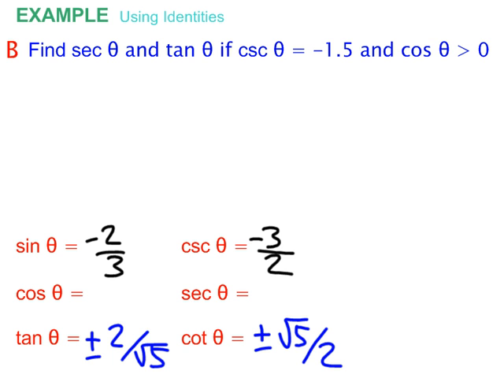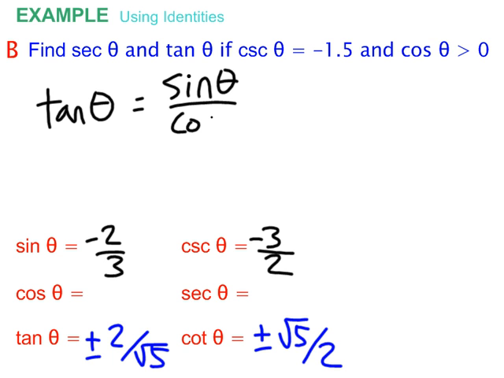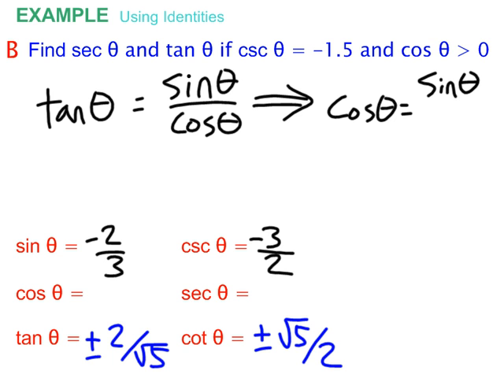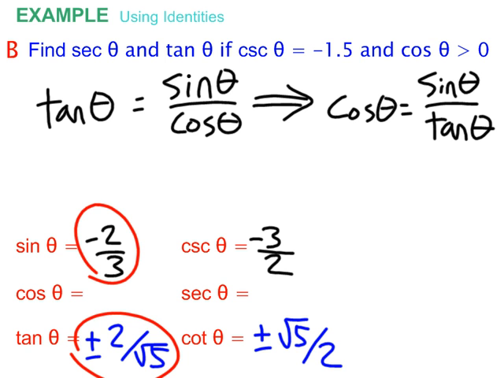Let's go to the quotient identity that says that tangent of theta equals sine over cosine. I'm going to rearrange that, and you're going to need to be comfortable rearranging these identities. I need you to be able to comfortably say that cosine of theta as a result equals sine over tangent of theta. I need you to be able to rearrange fractions comfortably enough to see that. And the reason I did that is because I know sine, I know tangent, I want to know cosine, so this rewriting of the formula will help me figure it out.